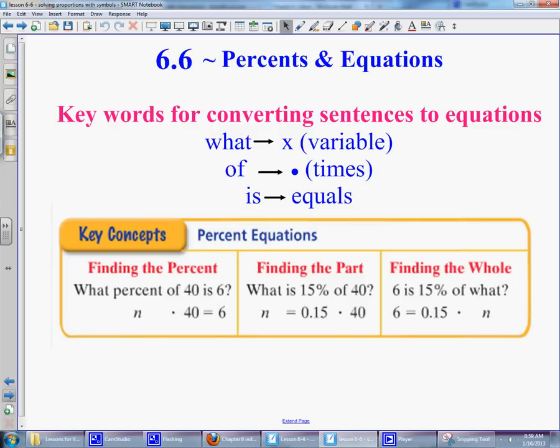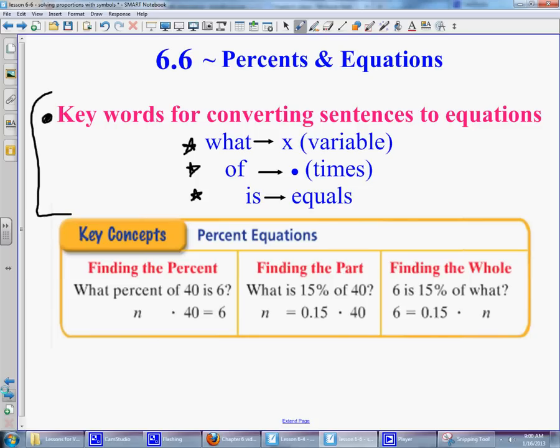The key words, you need to copy this in your notes, for converting sentences to equations are right here. The first key word is "what." Whenever you see the word what, you're going to substitute that with a variable, and we typically use the letter X. Whenever you see "of," just like from lesson 6.4, of means to multiply, and "is" means equal. Please make sure that you have this copied into your notes.